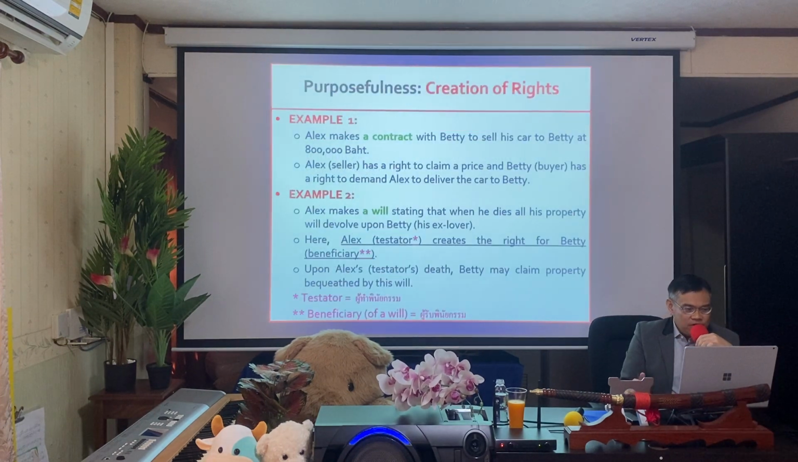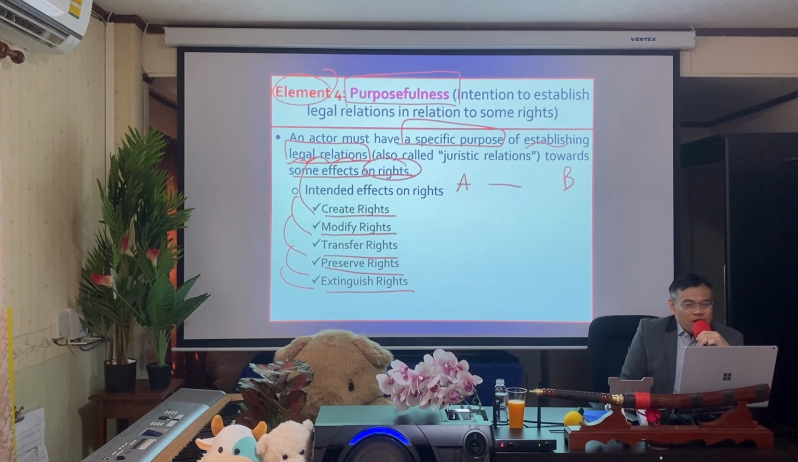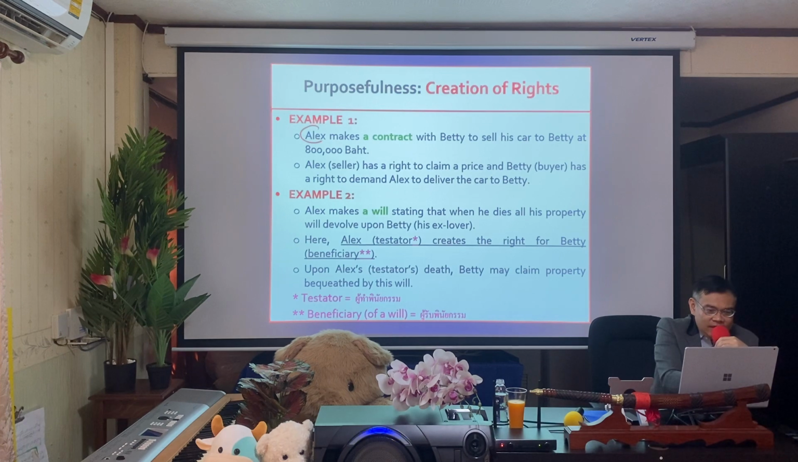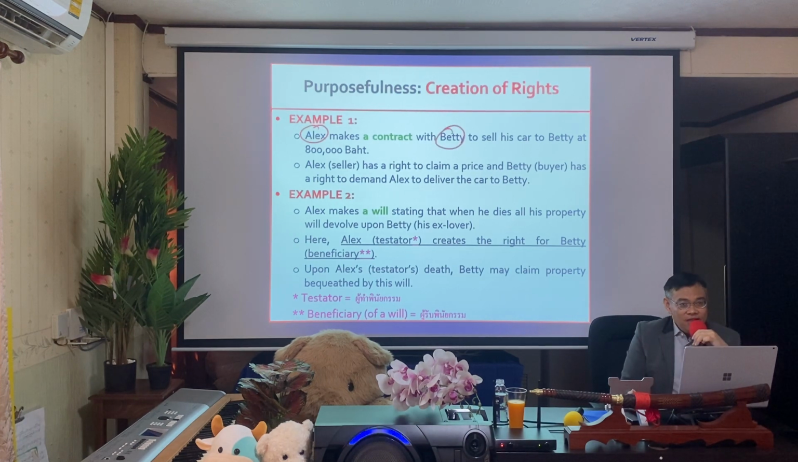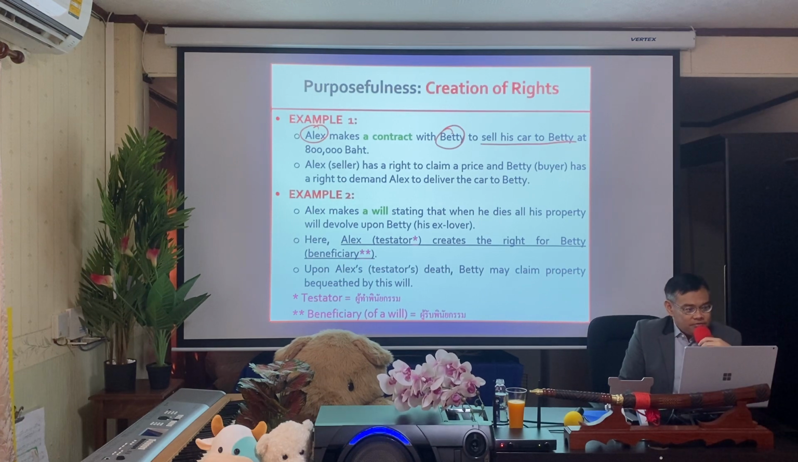Okay, I'm going to give you some examples of purposefulness, for the purpose of the conclusion of a Juristic Act. Let's suppose that we have Alex and Betty again. In example number 1, Alex makes a contract with Betty in order to sell his own car to Betty for 800,000 baht.